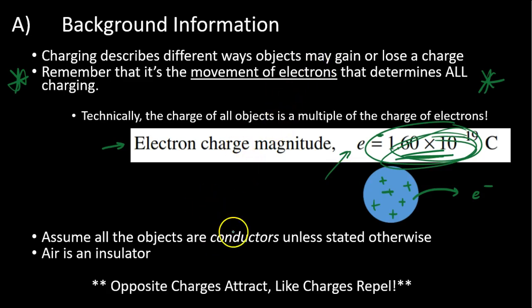A couple quick things. We'll assume in all these example problems, and pretty much any question you'll come across, that the objects we're dealing with are conductors unless otherwise stated. They're not going to trick you by having the answer be that you weren't told it's a conductor. So we'll assume charges can move unless it says otherwise. Air, however, is an insulator. Electrons don't like moving through air. That would take a lot of energy.